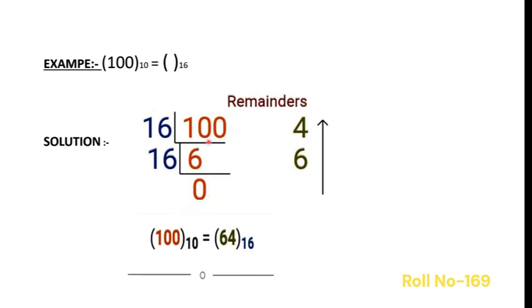Well, 100 is divided by 16. The quotient will be 6 and the remainder is 4. When 6 is divided by 16, the quotient will be 0 and the remainder is 6. We will write the remainders from bottom to top. So from the given example, 100 to the base 10 is equal to 64 to the base 16. Hence, this is how to convert decimal to hexadecimal, which is used in our code.